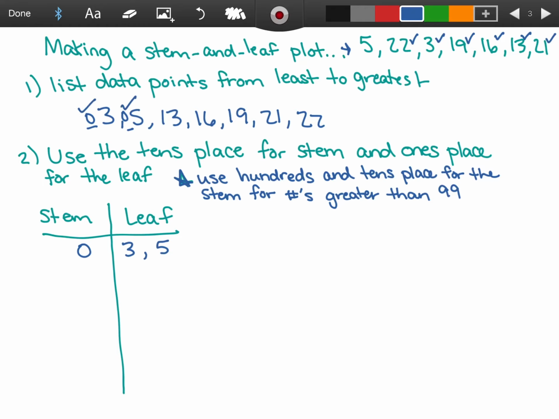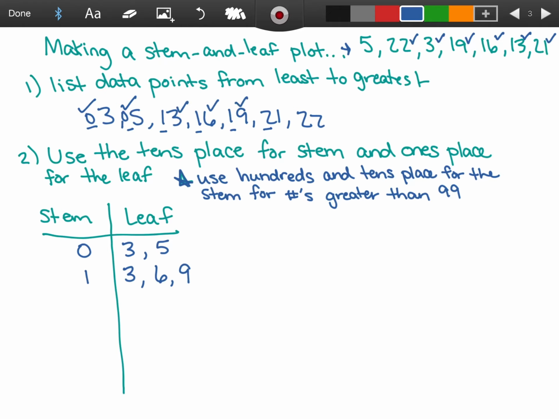Okay, then we've got 13, 16, and 19, and they all have the same tens place, which would be 1. So that would be our stem. And then our ones place would be our leaf. So we've got 13, which would be 3. 16 has a ones place of 6. And 19 has a ones place of 9. So I've taken care of 13, 16, and 19.